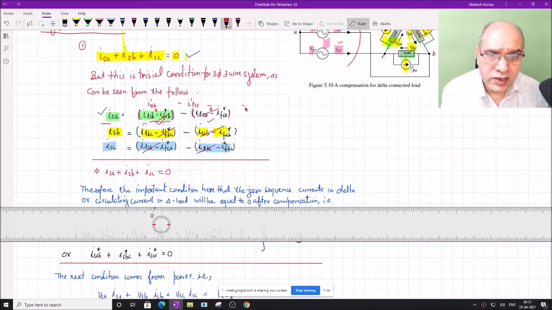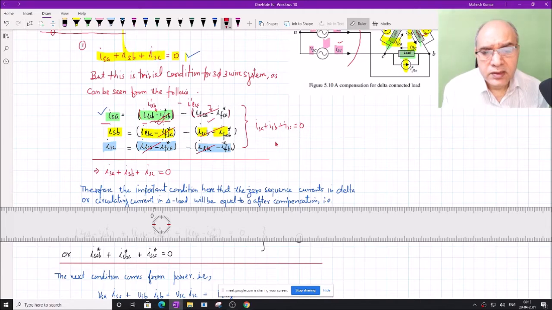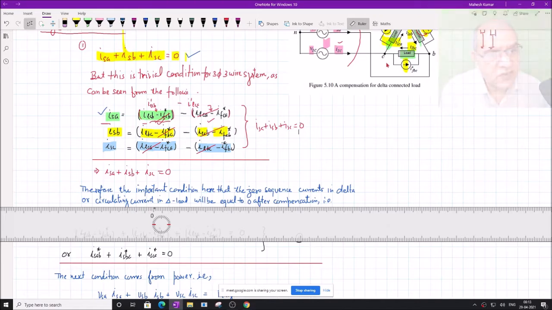Okay. So the net current flowing into the imagined zero sequence path, you can say, that is ISA plus ISB plus ISC equal to 0. I need not prove it. It is very much clear from the circuit diagram. So that's why I am saying it is trivial.